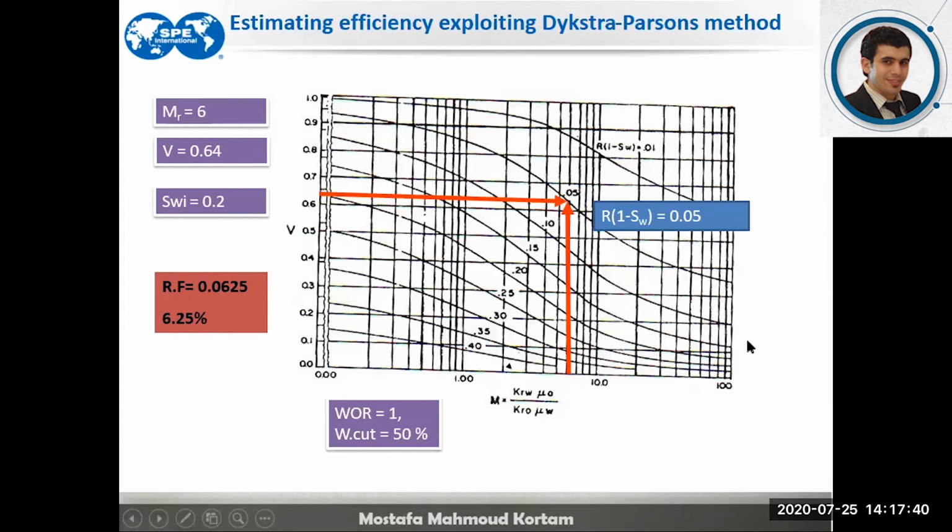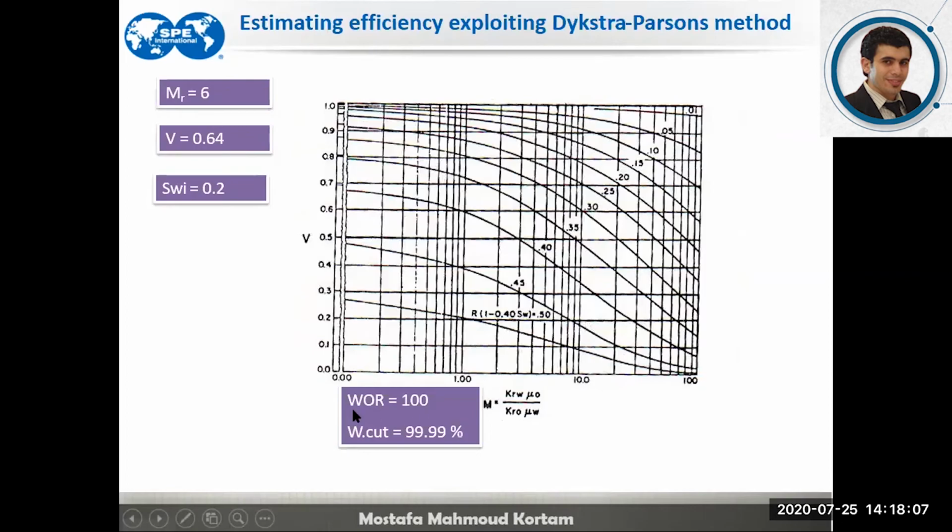It's also valuable to point out that these typical charts are designed for a particular water-oil ratio. So it's a function of the water-oil ratio, and each water-oil ratio would have a different chart and a different arrangement of those curves. So we chose a water-oil ratio of 1, which equates to a water cut of about 50%. Now let's investigate the situation when the water-oil ratio becomes 100 and the water cut is 99.9%, which represents the end life of the field.